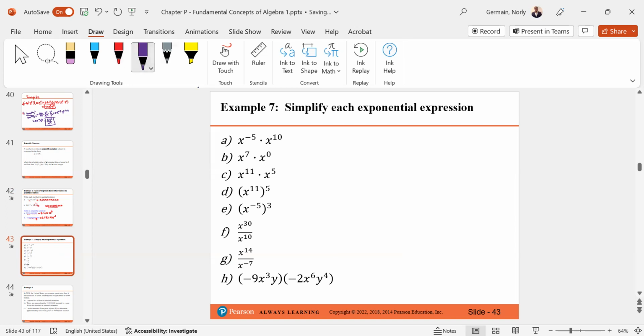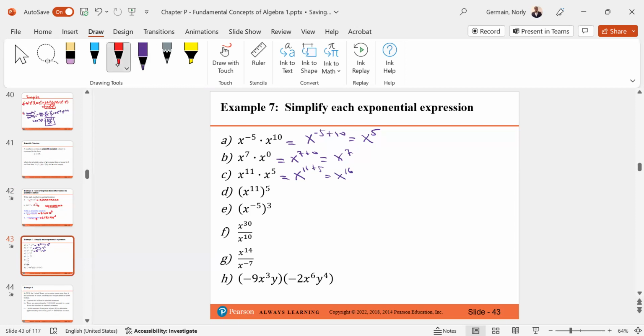If we ask you to simplify expressions, if they have the same base, you must add the exponents. So that would be -5 plus 10 is 5. You see for this one, the same base. First of all, I pay attention to the same base. So 7 plus 0 is x power 7. This one, again, x power 11 plus 5, x power 16.